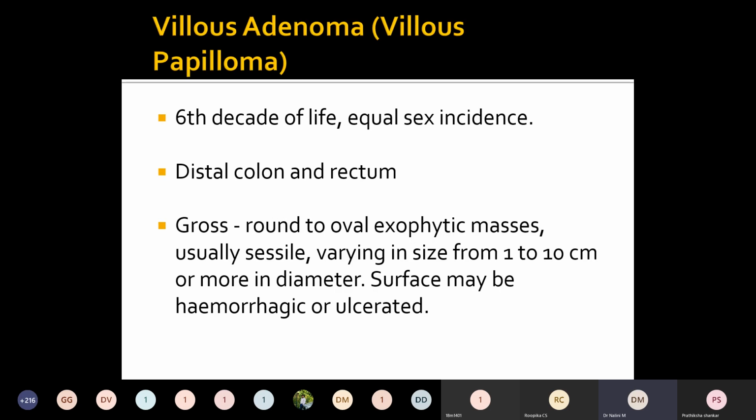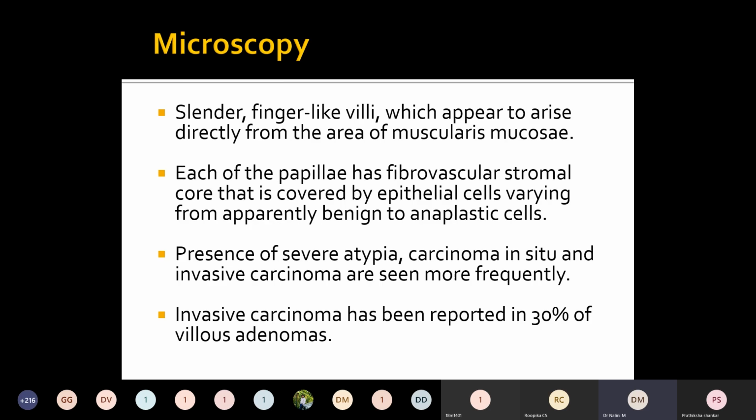Villous adenoma on the other side, it is more common in the 6th decade. It's at a later age group than the tubular adenoma. Again, distal colon and rectum are the most common sites, and they do show round to oval exophytic masses, sessile, varying in size from 1 to 10 centimeters. Surface here could be ulcerated or hemorrhagic.